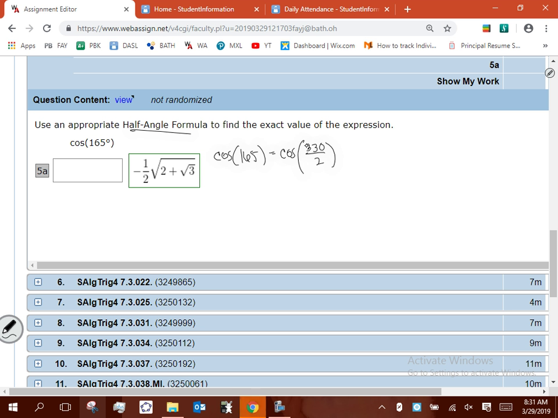Now, kind of understand something here. As we're working with these and trying to learn the half angle, they will undoubtedly tell you in the directions to use the appropriate half angle formula, right? Later on, when we get into maybe calculus and we have to use half angles or whatever, they're not going to tell you. It's just going to be something you have to know.